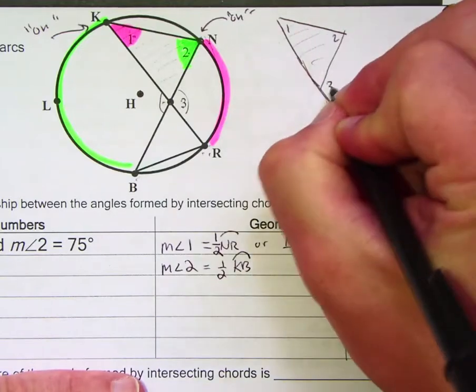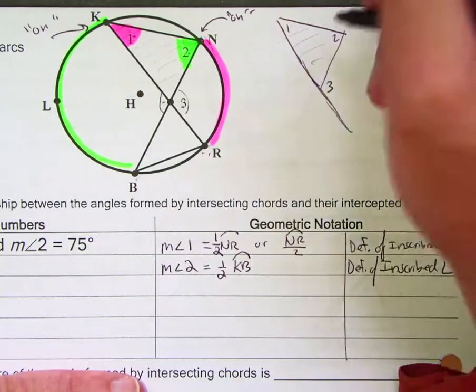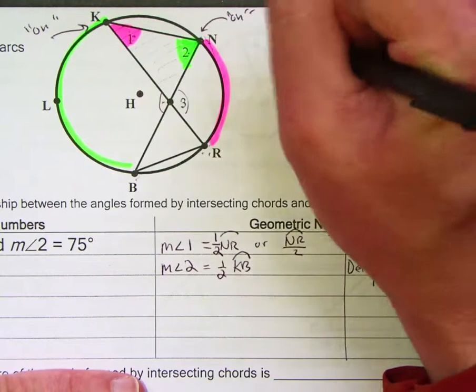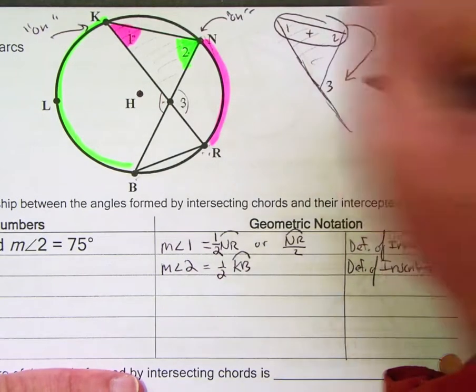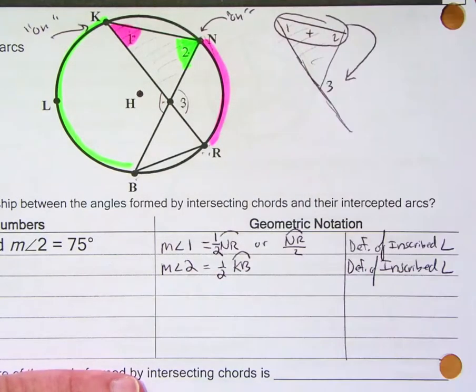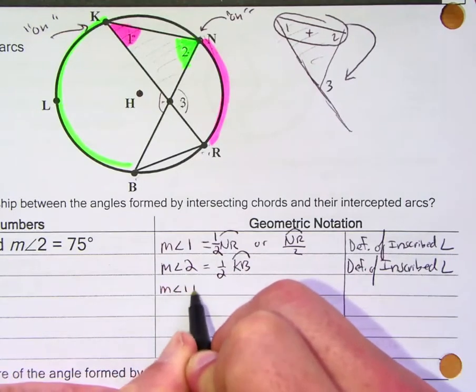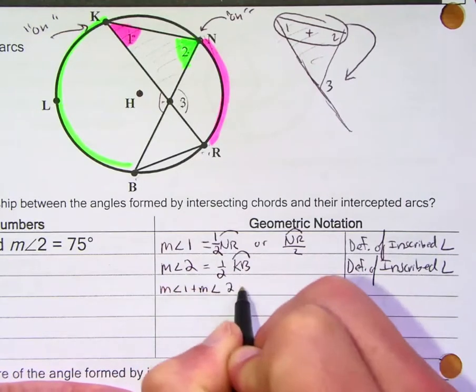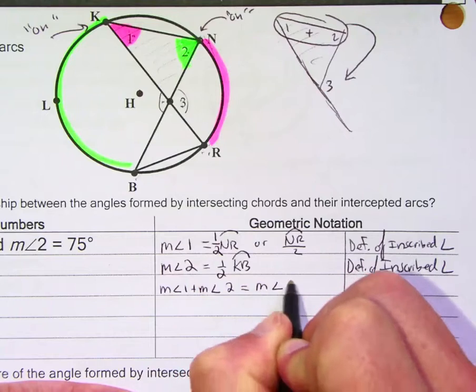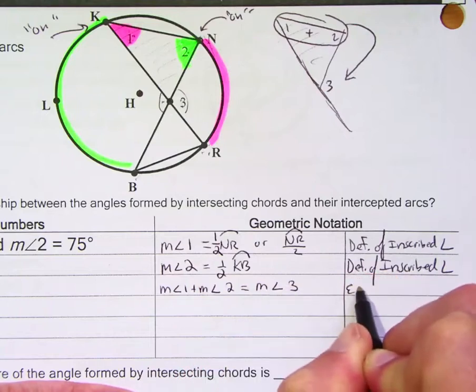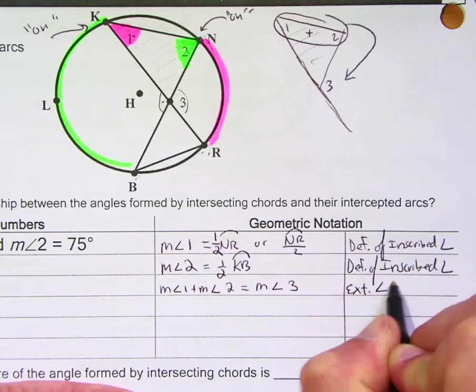And here's angle 3. We remember from prior units that angle 1 plus angle 2 equals angle 3. That's called the exterior angle theorem. So the measure of angle 1 plus the measure of angle 2 equals the measure of angle 3. That's the exterior angle theorem.